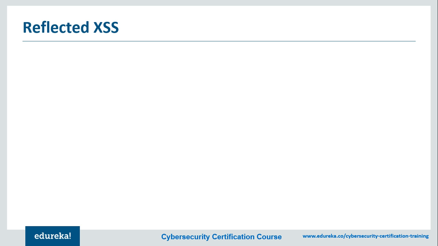Now, since reflected cross-site scripting isn't really a persistent kind of attack, the attacker needs to deliver this payload to each victim that he wants to serve. So a medium like a social network is very conveniently used for dissemination of these attacks.